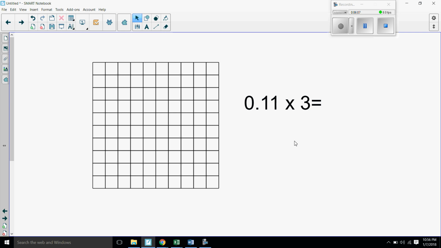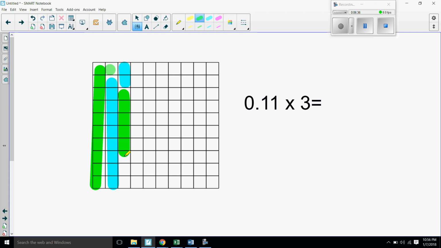Okay, let's go to our final example. The people that know their multiplication facts are going to be golden here. They're going to look at it and say, that's just 11 times 3. I bet my answer is 33. Well, let's take a look at it. Let's do green, do 11. And then let's do blue, 11. And go back to green: 1, 2, 3, 4, 5, 6, 7, 8, 9, 10, 11.